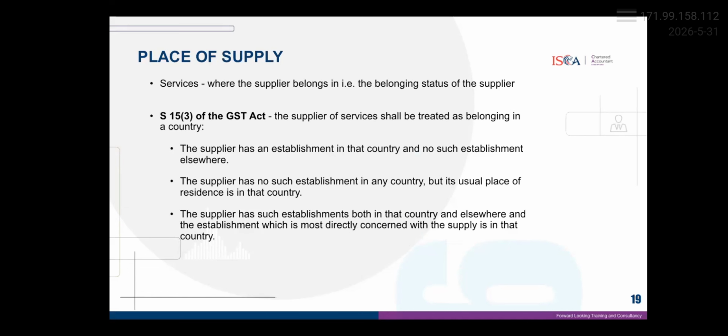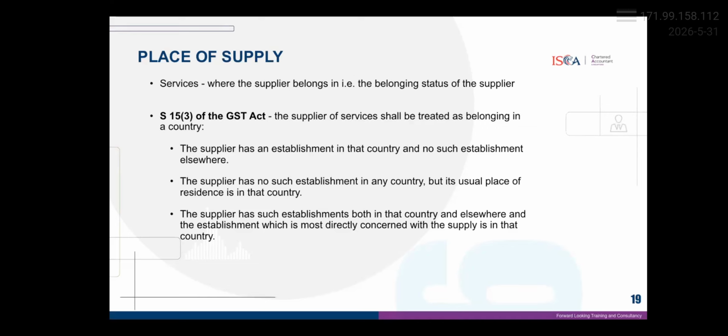Now, after we have determined whether it is a supply and the type of supply, we also want to know the place of supply. This is important because if the place of supply is not in Singapore, it is out of scope. So the place of supply is more relevant for services, where the supplier belongs, that is the belonging status of the supplier.